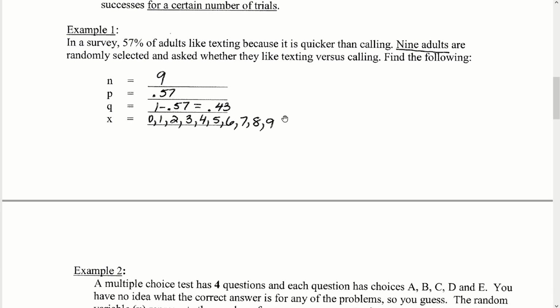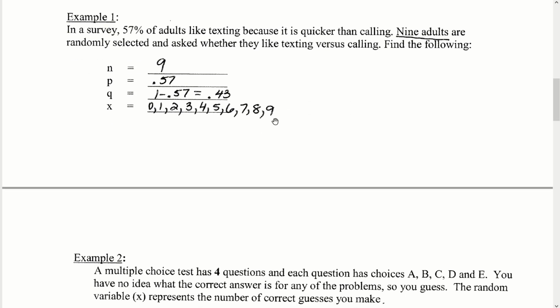Let's take a look at a couple situations to get some practice identifying these key concepts. In a survey, let's suppose that 57% of adults like texting because it is quicker than calling. We're going to ask this question to 9 adults. They're going to be randomly selected. Let's find the following information for this experiment. So first of all, this would be a binomial process because there's going to be 2 outcomes. People either do prefer texting or they do not prefer texting. So you could label that they do prefer texting a success. If they don't prefer texting, then that would be our failure.